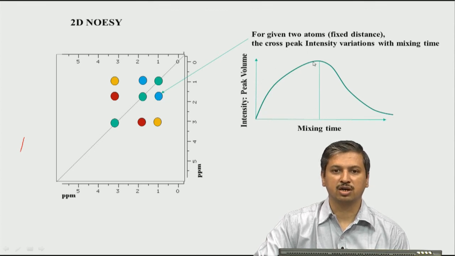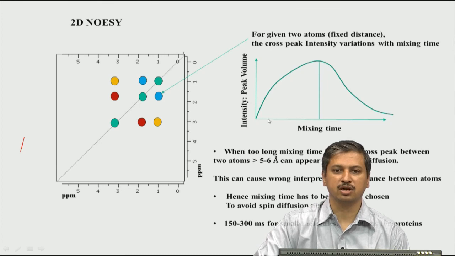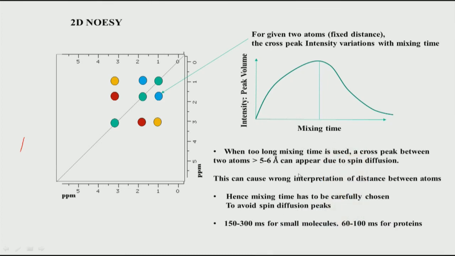And what is this limit? This is what we will see next. The limit is typically a few hundreds of milliseconds. Suppose I choose a very long mixing time, two things will happen. One is of course the relaxation which is going on. The second is that there can be a spurious or artifact cross peak between two atoms which are farther apart than 6 Angstroms. Remember, in NOESY we should not expect a cross peak between two atoms beyond this distance, but I may start seeing it, and that phenomenon is known as spin diffusion.